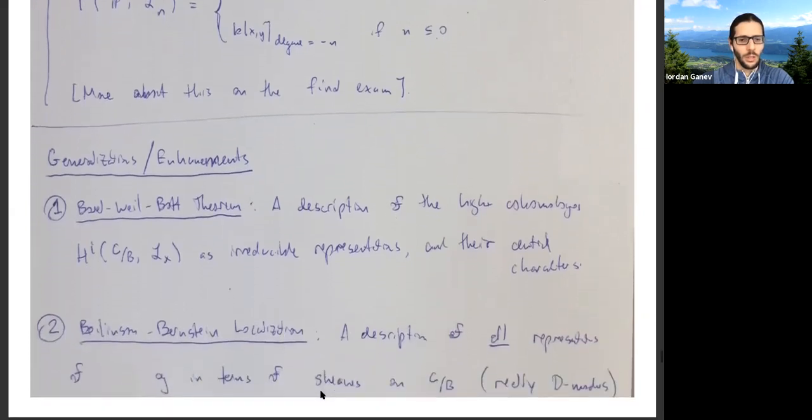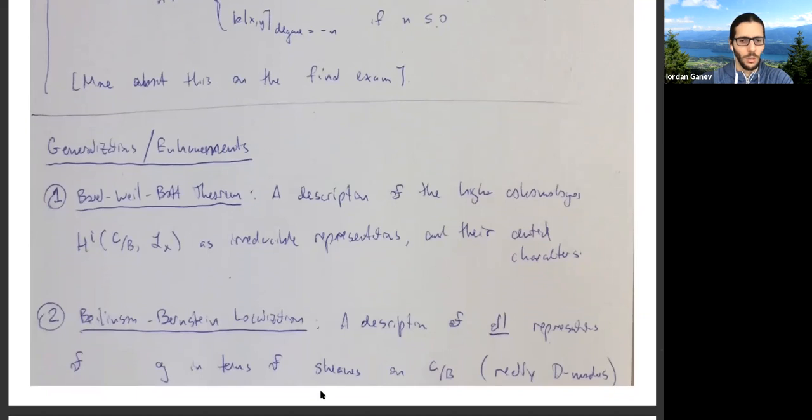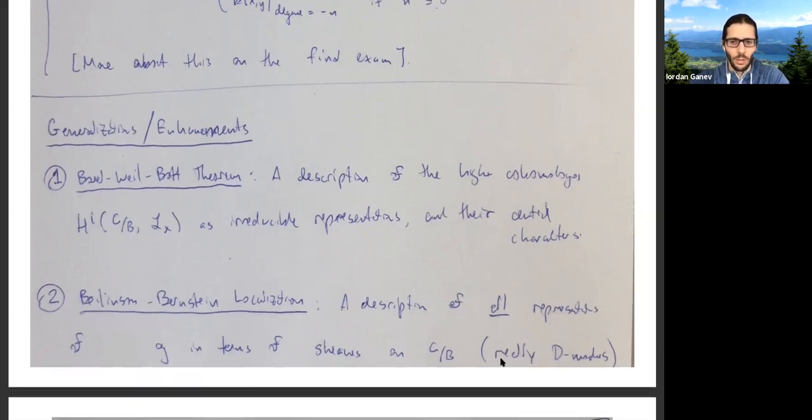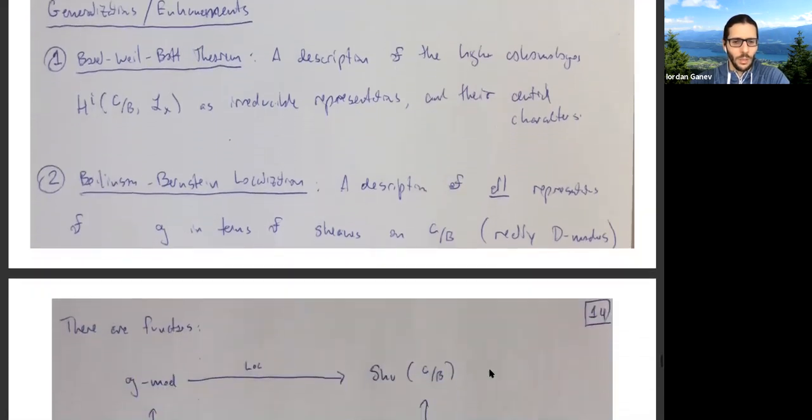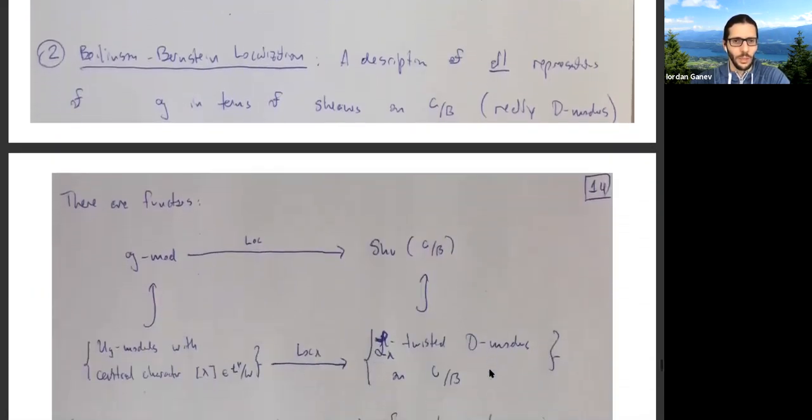A generalization in another direction is called Beilinson-Bernstein localization. This gives us a description not only of the irreducible representations for the group or the Lie algebra, but of all of the representations, in terms of certain sheaves on the flag variety. So we can't restrict ourselves just to line bundles. We need to think about more general sheaves. Really it's D-modules, so D-modules on the flag variety. Let me give you a cartoon version of Beilinson-Bernstein localization.